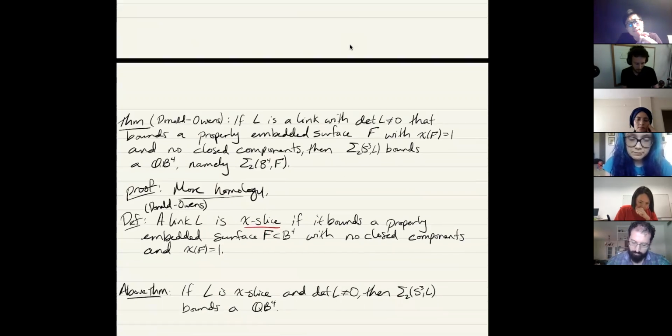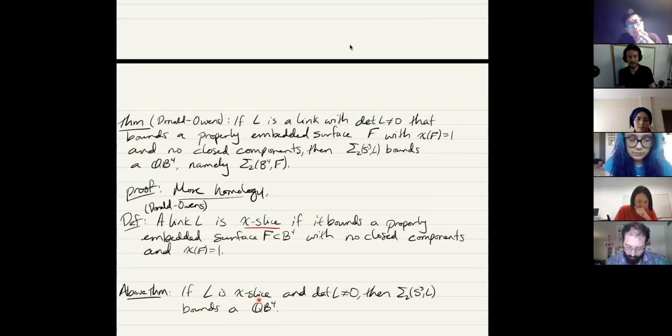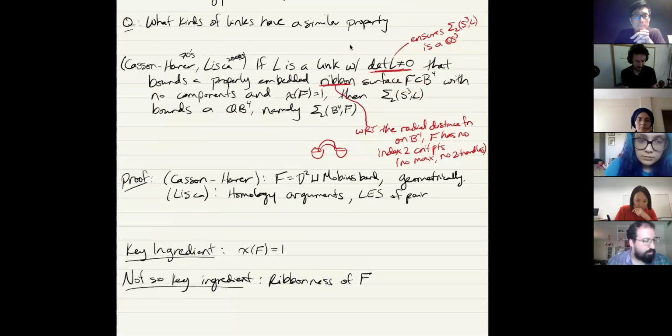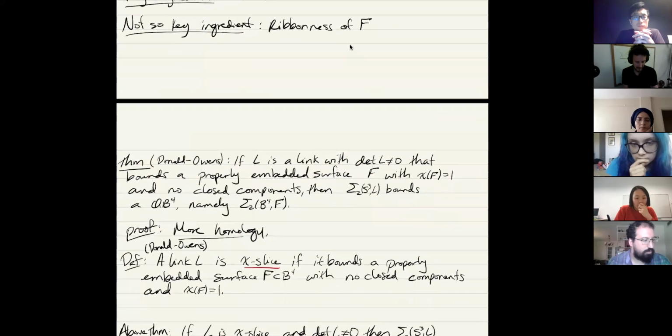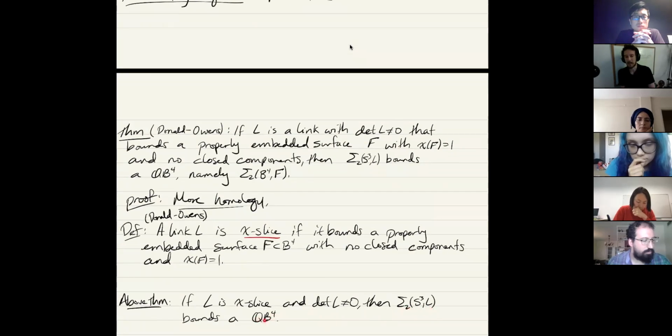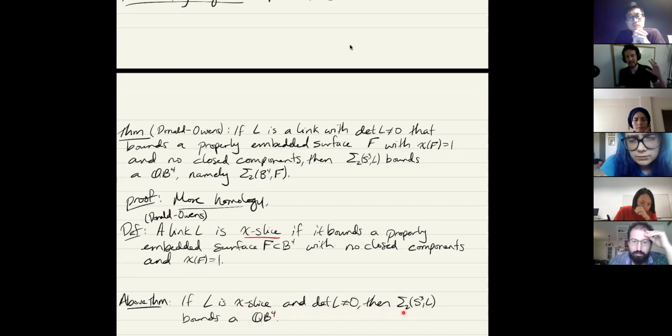With this definition, I can reformulate the last theorem in a much simpler way. If L is a chi-slice link and the determinant is non-zero, then the double branch cover bounds a rational ball. This is very similar to the first statement I wrote, where up above, the first thing I told you about knots is that if you have a slice knot, then the double branch cover bounds a rational ball. Now I'm saying if I have a link that's chi-slice, then the double branch cover bounds a rational ball. So you can think of this as a generalization of slice knots. These are different than classical slice links, where the components bound disks. This is a little different, but I like this notion because you take the double branch cover and you bound a rational ball. It's a good way to construct these rational balls.